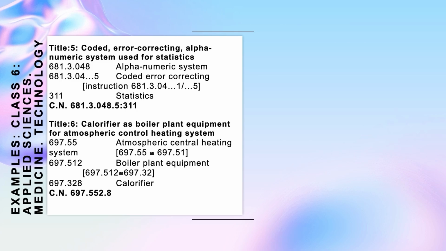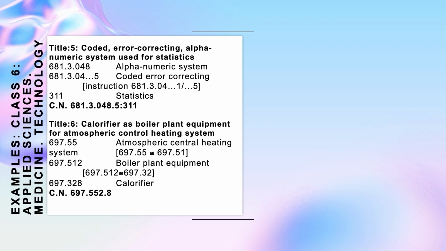Then another example, coded error correcting alphanumeric system used for statistics. So class number of alphanumeric system is 681.3.048, coded error 681.3.04 and there is an instruction under 681.3.04, okay, and 311 is for statistics. So the final number will be 681.3.048.5 colon 311. Then title 6, calorifier as boiler plant equipment for atmospheric control heating system.